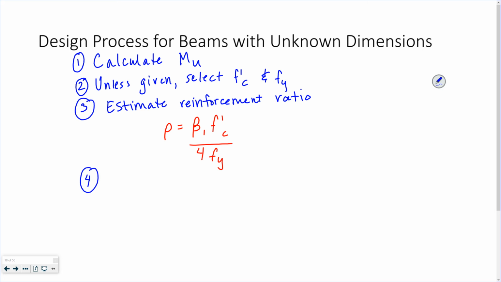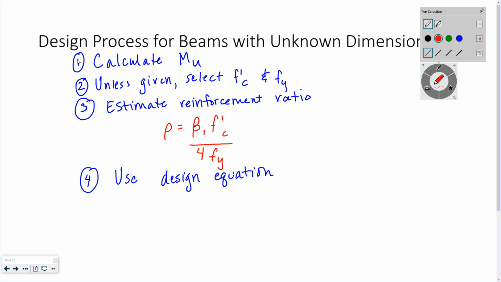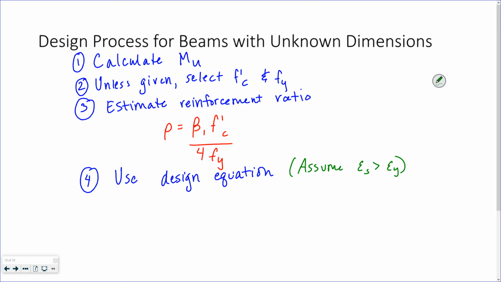Now we're going to use our design equations. So we're going to assume tension control, right? I'll assume steel has yielded, and tension control. Actually, we're just going to assume tension control, because that gives us both the phi and the stress in our steel.